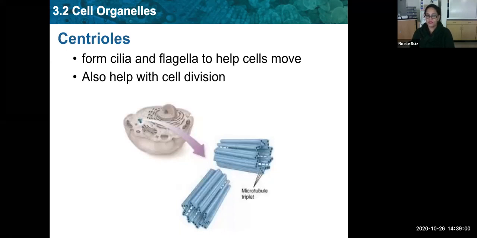Centrioles form cilia and flagella to help cells move. A flagella is like a tail, like when you think of a sperm cell, it has a tail, that's a flagella. And then cilia are like little hairs all over an amoeba or paramecium that help it swim through the water it lives in. It also has a role in cell division. When the cell splits in two, the centrioles have a role. And cell division we'll talk about when we get to chapter 5.